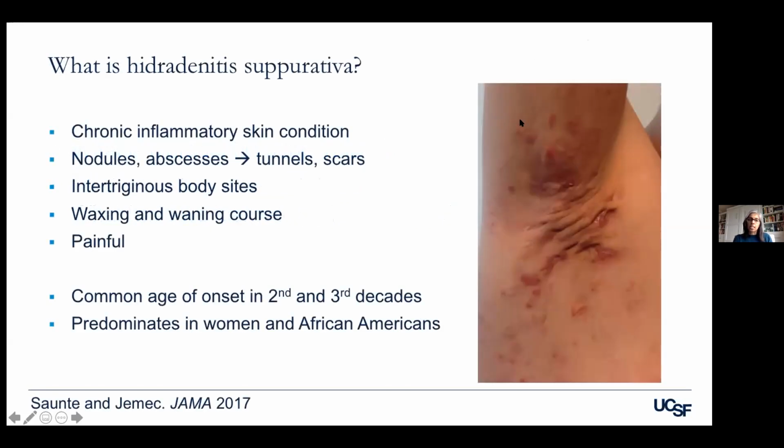So what is HS? HS is a chronic inflammatory skin condition that's characterized by nodules and abscesses that can go on to form tunnels and scars in intertriginous body sites. The course of HS is typically waxing and waning, and this is a disease that can be incredibly painful to the individuals affected. The most common age of onset for HS is in the second and third decades of life, and this is a disease that predominates in women and African Americans. In fact, African Americans have HS rates that are threefold that of Caucasian people in the United States.